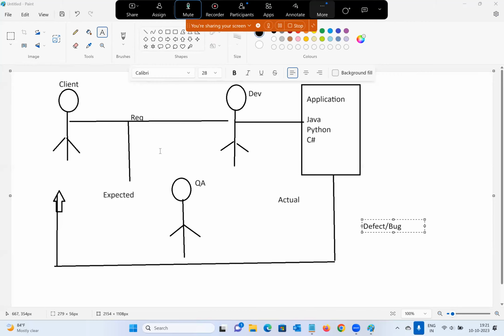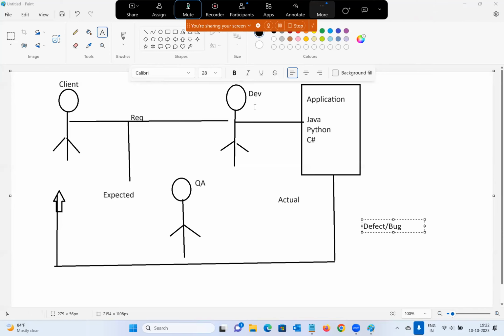Once again, everyone, the client will provide the requirement to the developer. Then the developer develops the application as per the client requirement. And before delivering to the client, the testing engineer will test the application to compare expected value and actual value. So what is software testing? The process starts from client to developer, developer to testing engineer, and testing engineer to client.